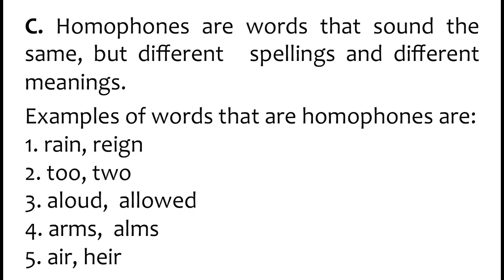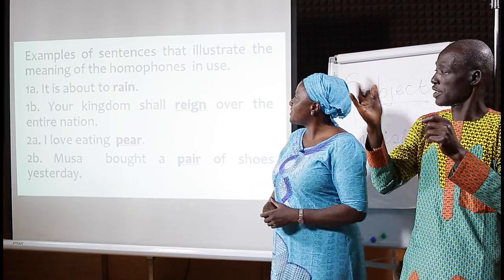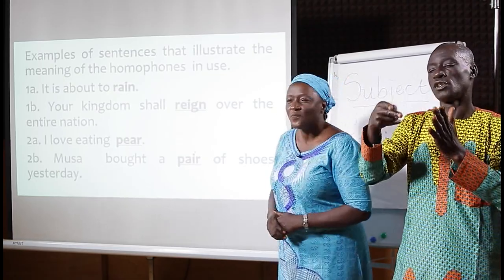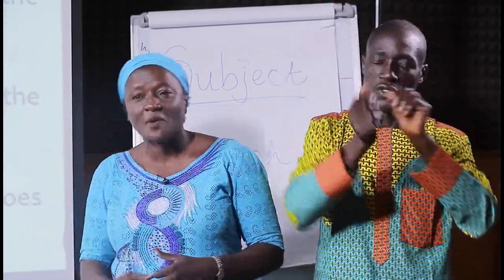Then we have as number five, air and heir, A-I-R and H-E-I-R. Now, examples of sentences that illustrate the meaning of the homophones in use. Number one, it is about to rain. That's talking about the rainy seasons, the weather, water that comes from above. It is about to rain.